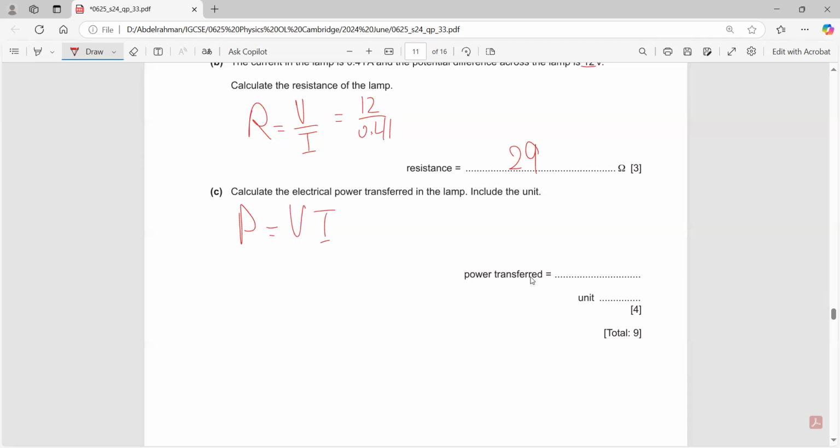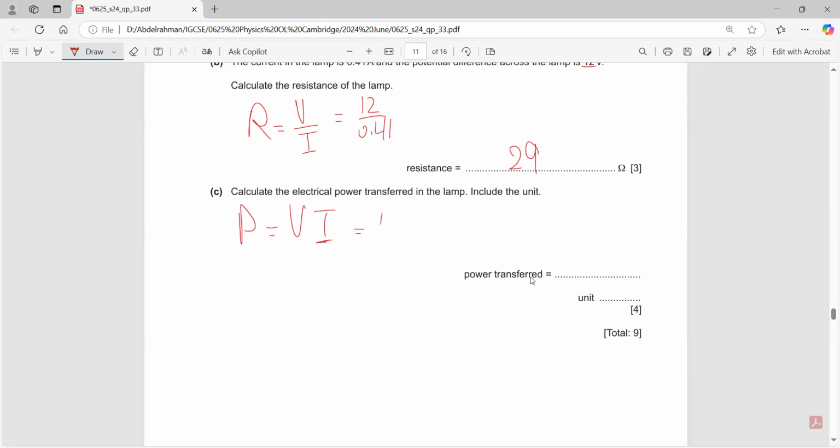We need to memorize this equation. I know we haven't used it that much. Why? Because it's relatively new to the syllabus. So power equals VI, and we have to memorize it. Power equals VI, the voltage times the current.